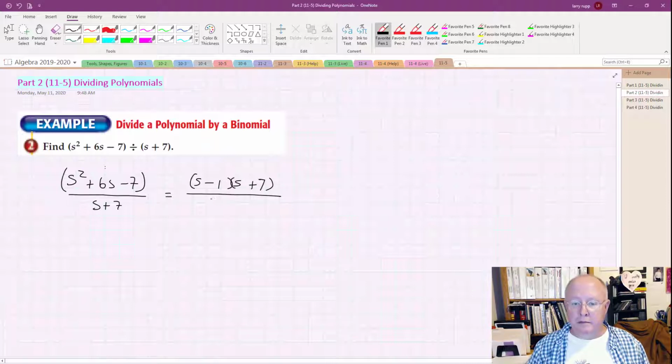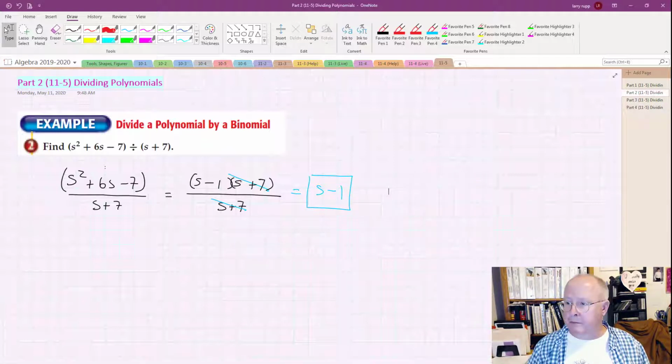And then on the bottom, s plus 7, which if you haven't figured it out by now, is a big hint of what your factors should be, right? The bottom. We can cancel because we love to cancel. And that gives us an answer of s minus 1. And we're going to move on.